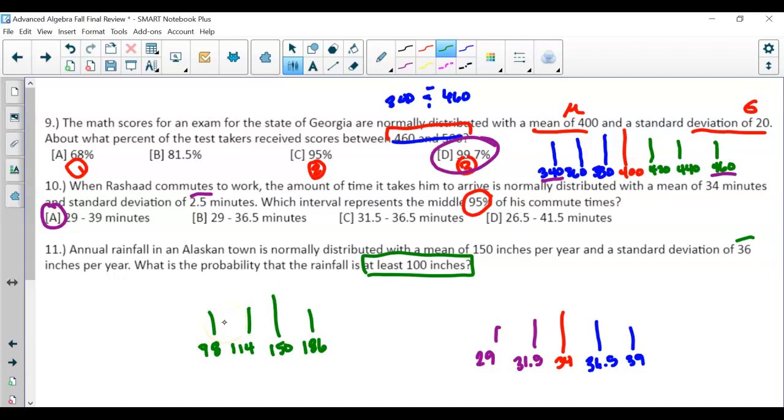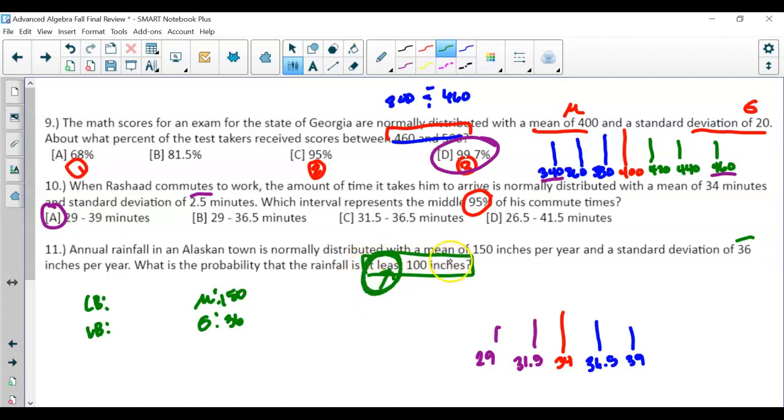No. So this is when we would use technology to set this up, where we have our mean of 150, our standard deviation of 36. Then we would also set up our lower bound and our upper bound. So if we want at least 100, that means 100 is the lowest. So that is the lower bound. Then we would put a million or infinity for the upper bound. So now remember, we have to use Desmos here.